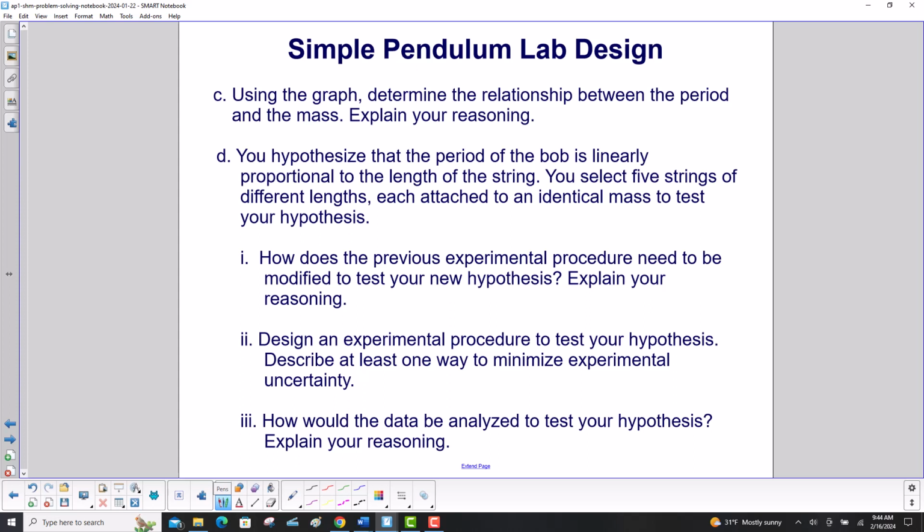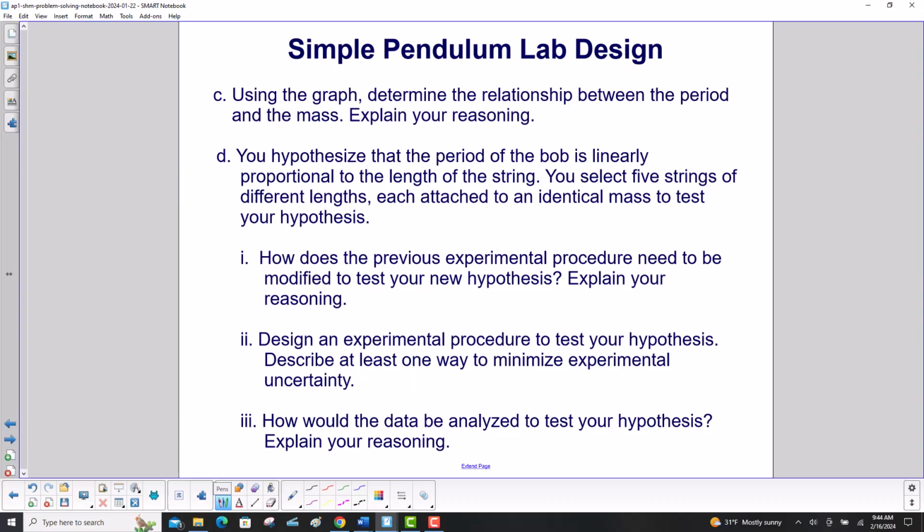D. You now hypothesize that the period of the bob is linearly proportional to the length of the string. You select 5 strings of different lengths, each attached to an identical mass, to test your hypothesis. 1. How does the previous experimental procedure need to be modified to test your new hypothesis? Explain your reasoning. 2. Describe an experimental procedure to test your hypothesis. Describe at least one way to minimize experimental uncertainty. And 3. How would the data be analyzed to test your hypothesis?